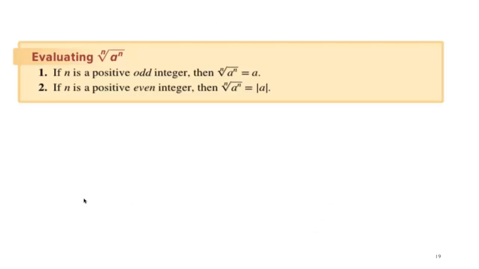Okay, so here's a summary. This is what happens if you raise a number to an n power and then take the nth root. Well, it seems like that should cancel, but it doesn't always cancel perfectly. If n is odd, then it will always perfectly cancel. The nth root of a to the n power is a. But if n is even, a positive even number, then the nth root of a to the n is actually the absolute value of a. And let's see why we need the absolute value when n is even.